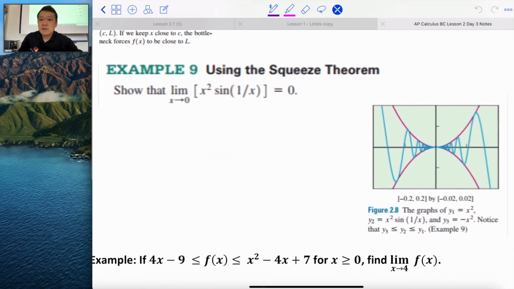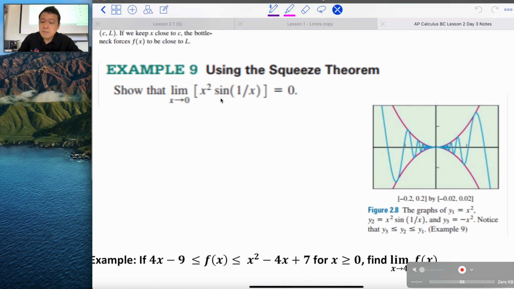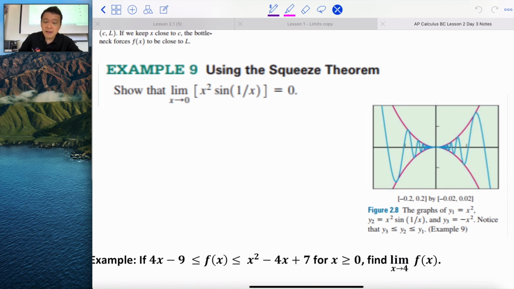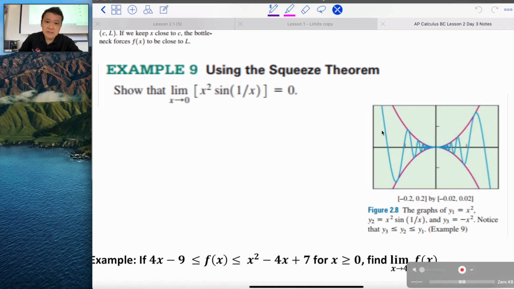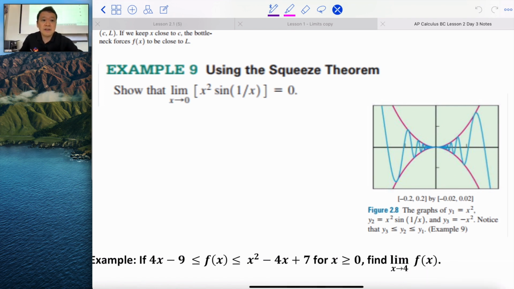This is more applicable, I think, because the direct substitution wouldn't work here. If you were to substitute 0 for x, 1 over 0 fails with the direct substitution method. And besides, sine of 1 over 0 is not defined either. However, we could use the idea that when we graph sine of 1 over x, that would be the blue graph right here that you see.